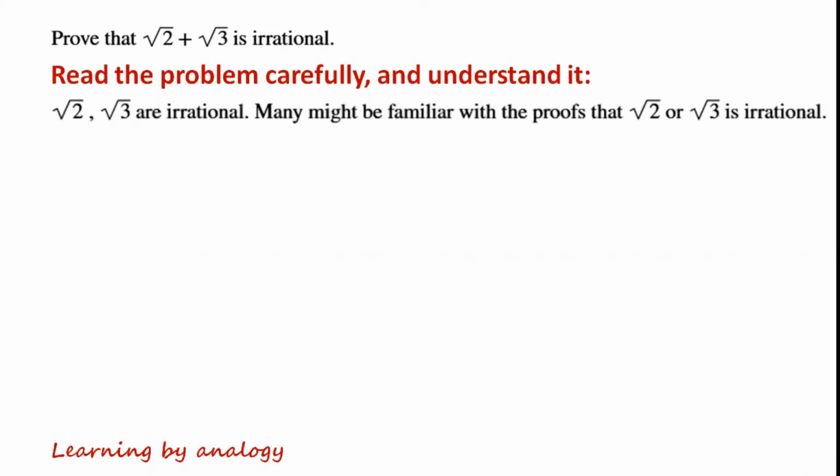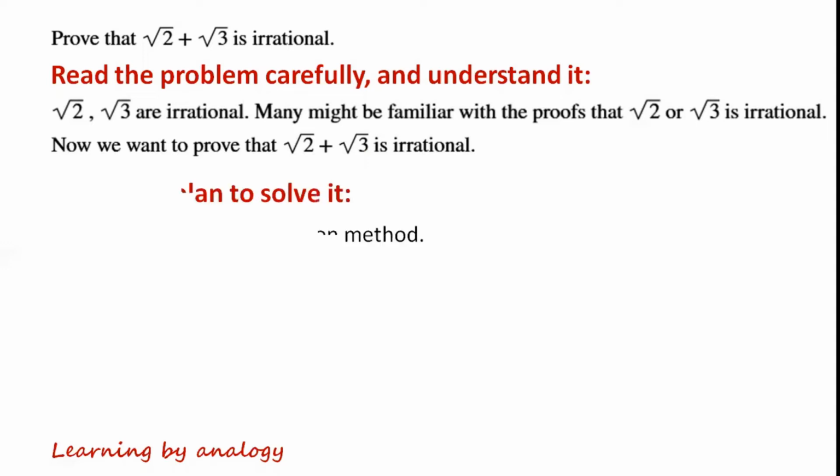Root 2 and root 3 are irrational. Many might be familiar with the proofs that root 2 or root 3 is irrational. Now, we want to prove that root 2 plus root 3 is irrational. Use the proof by contradiction method.